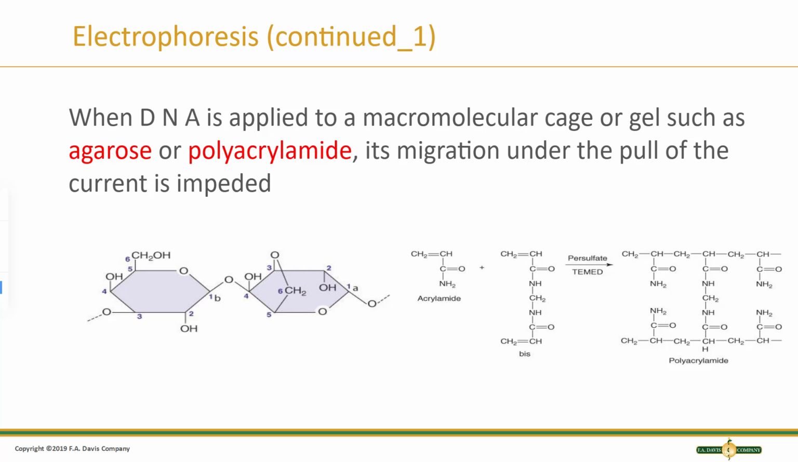When DNA is applied to a macromolecular cage or gel, such as agarose or polyacrylamide, its migration under the pull of the current is impeded. So when we put DNA into a gel, the gel itself is molecular, and the DNA particles will have to work their way through this gel mesh.